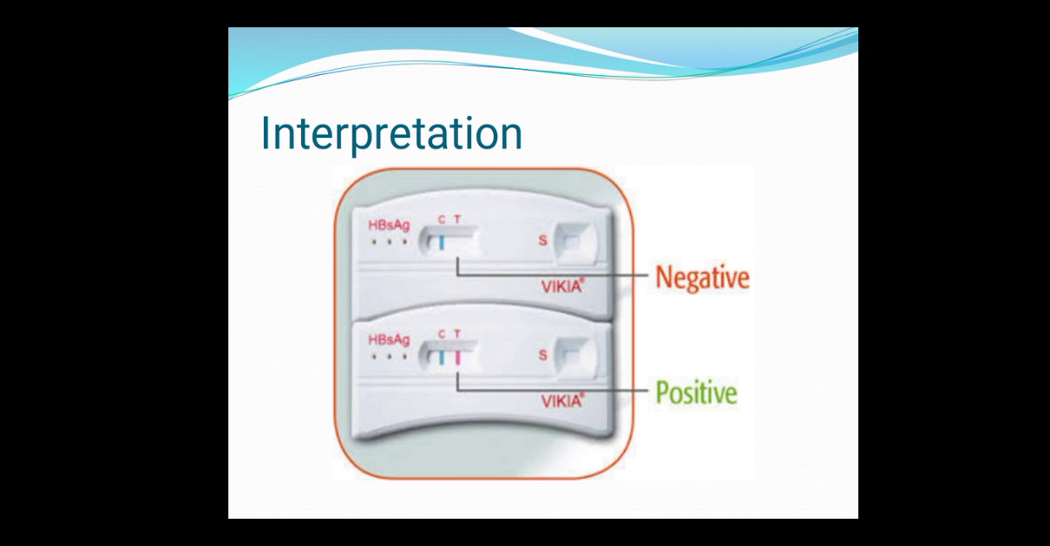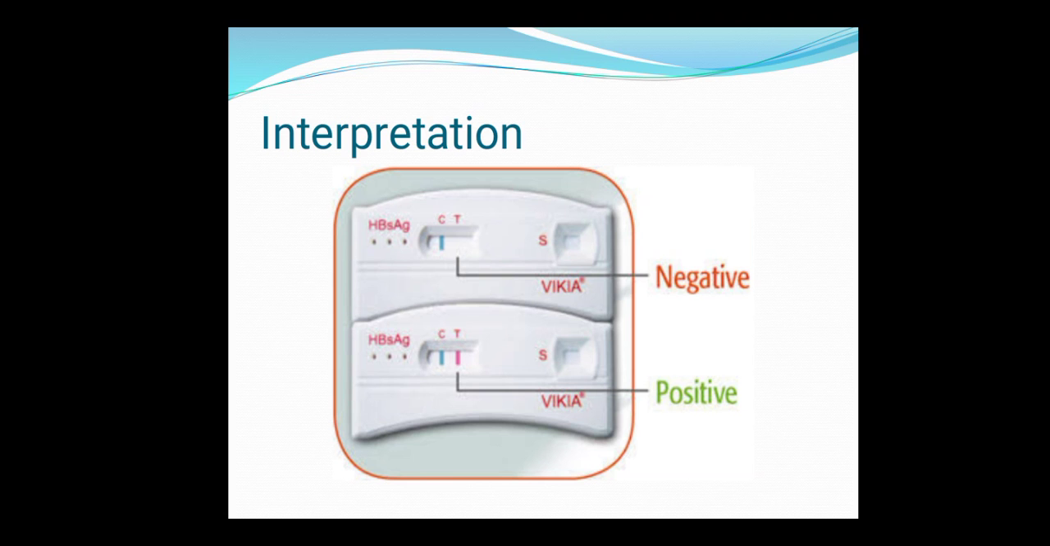Sometimes what happens is that the control line fails to appear, and in the test region as well. This is because of insufficient specimen or some wrong procedure. So in this case, the test should be repeated with a fresh sample and also with a new test device.